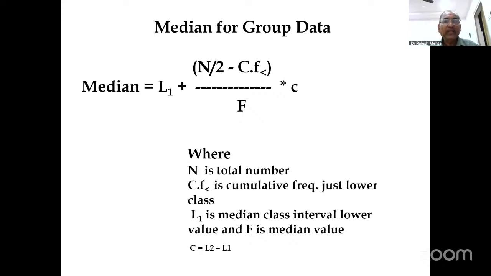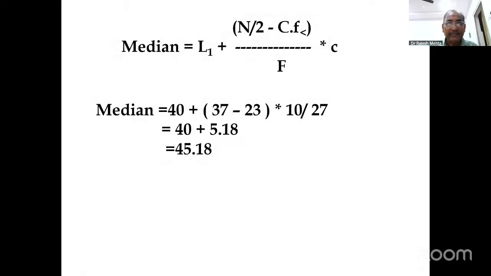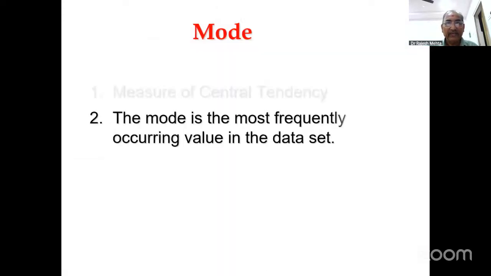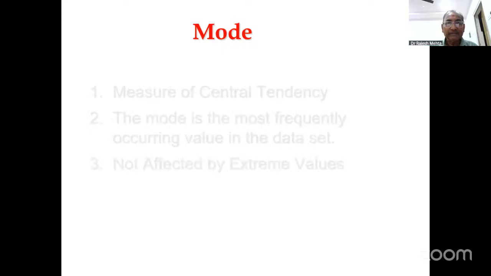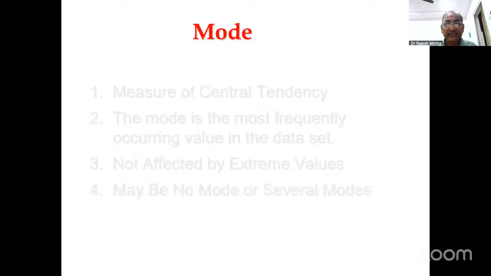If there is grouped data, then there is a different formula to find out the middle value. Mostly it isn't required because of the computer. The other thing is mode, the most frequently occurring value. Sometimes there may be several modes, bimodal, multimodal, like this.